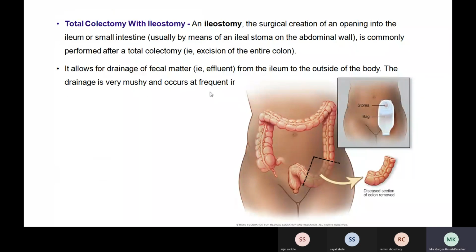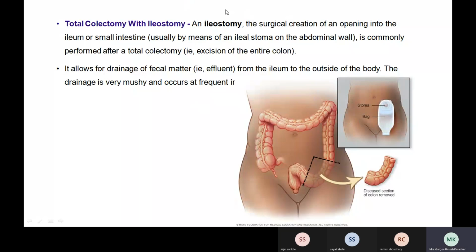Another choice of surgery is, as we said first, the total colectomy with ileostomy. What is done here, you can see, is this colon, this is a partial colectomy, but you can have the whole colon removed, and the ileum is pulled out, and they will create a stoma here.